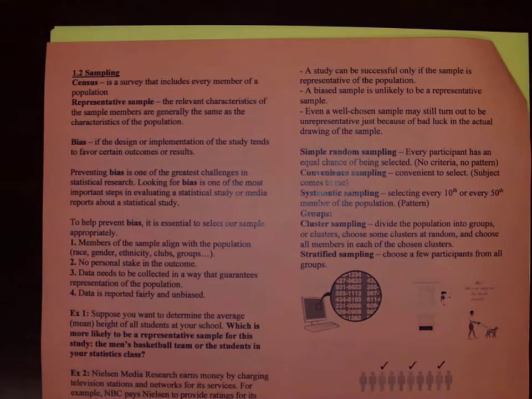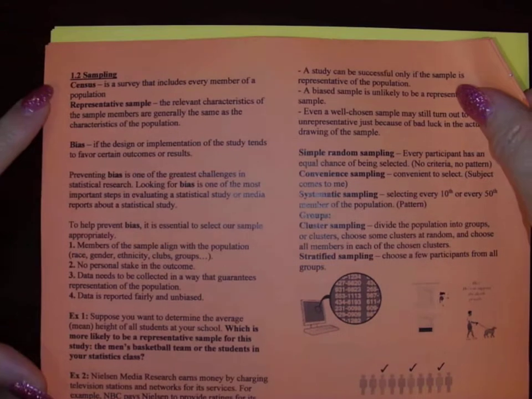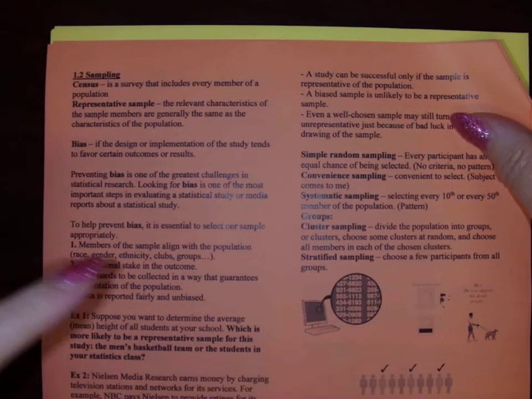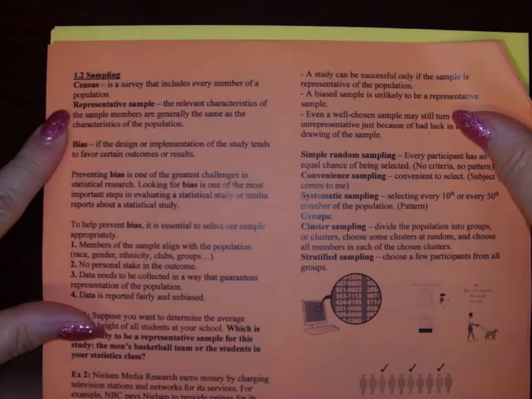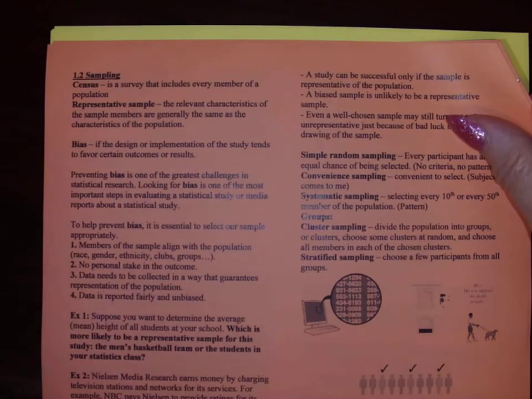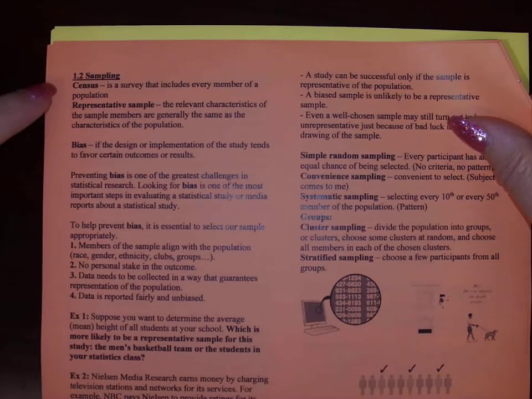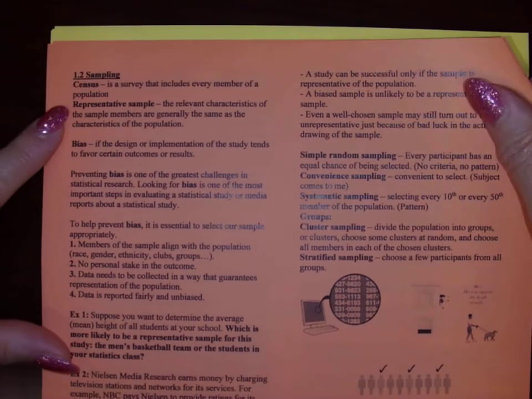Right, so we're going to talk about sampling. Let's talk about some of our vocabulary words first. We've got the census. That's a survey that includes every member of a population. The United States does a census every, I think it's 10 years, to see where the population is. If you didn't fill it out, they'll send it to you again because they want to include every member of a population.